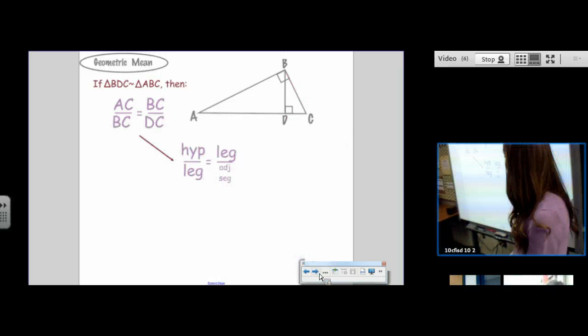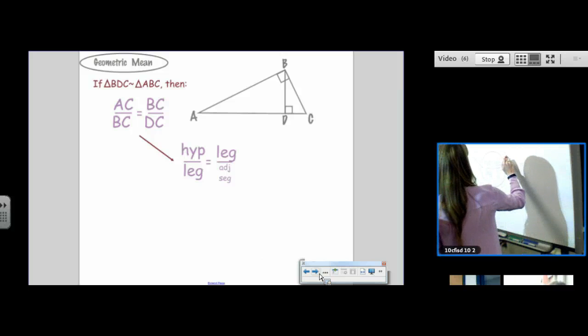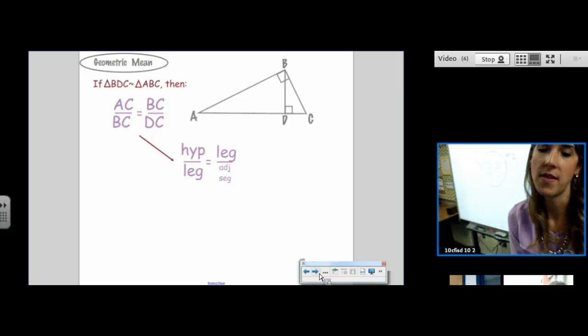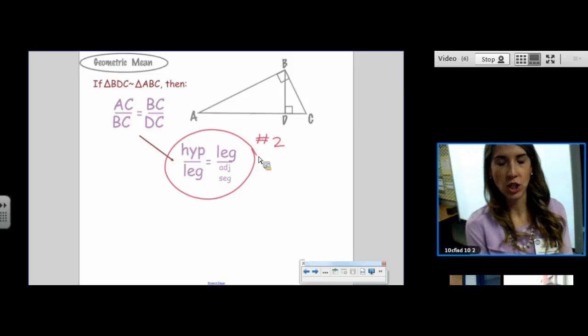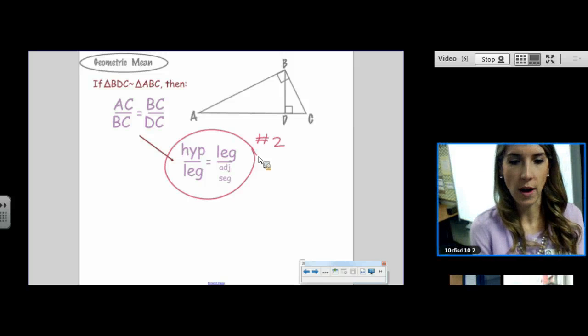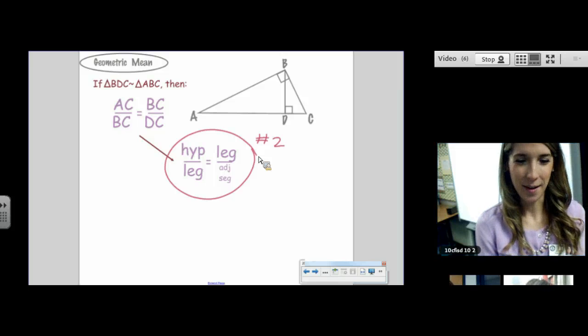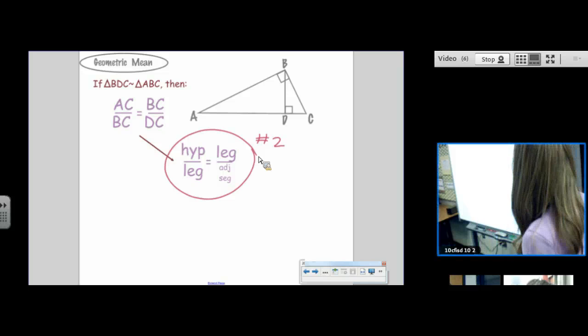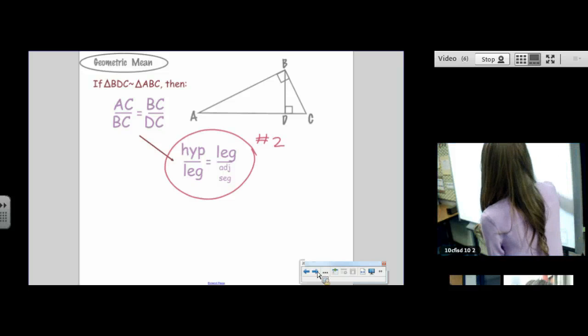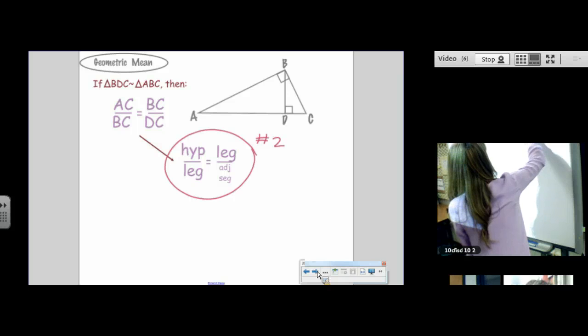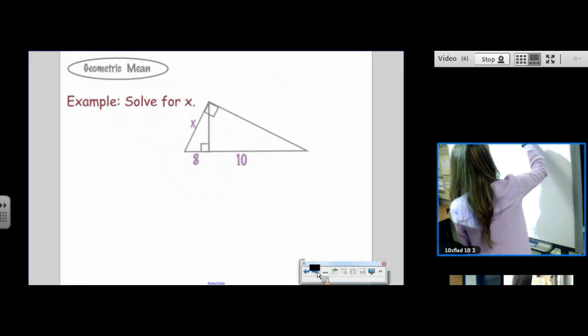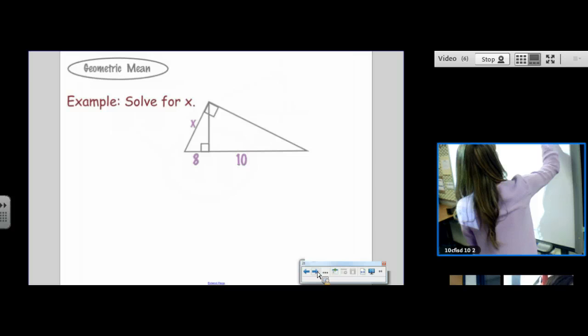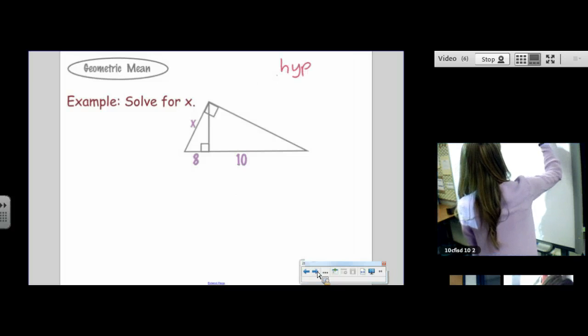Okay, so here's proportion number 2. There's only 2 proportions, so don't worry about that. But you do need to memorize them. There's only 2. Test is Friday. Memorize them before Friday. All right, so the hypotenuse over the leg equals the leg over the adjacent segment of the hypotenuse. Okay, let's try one. I'll write it down. Put the hypotenuse over the leg, and then put the leg over the adjacent segment.